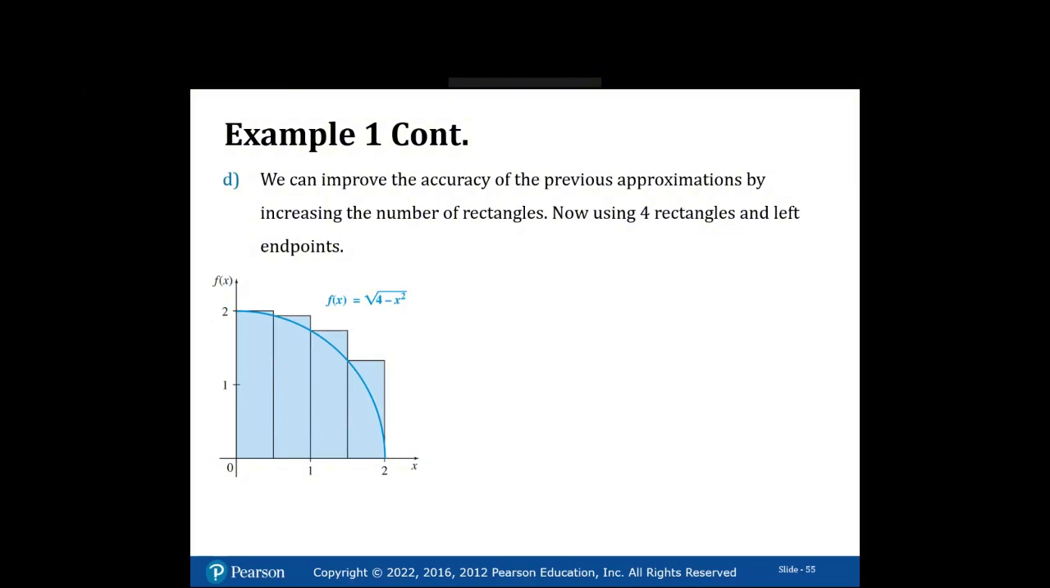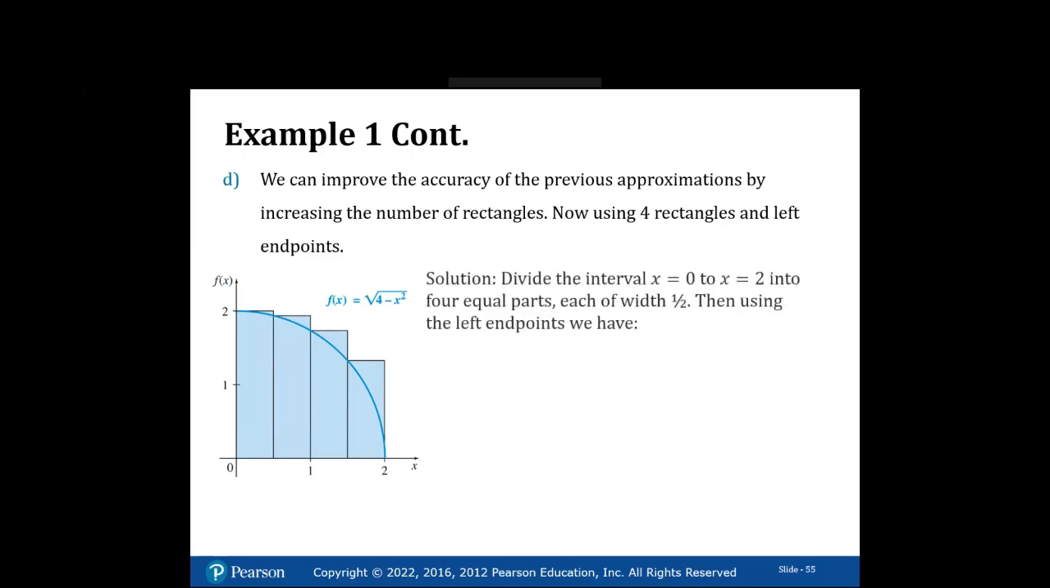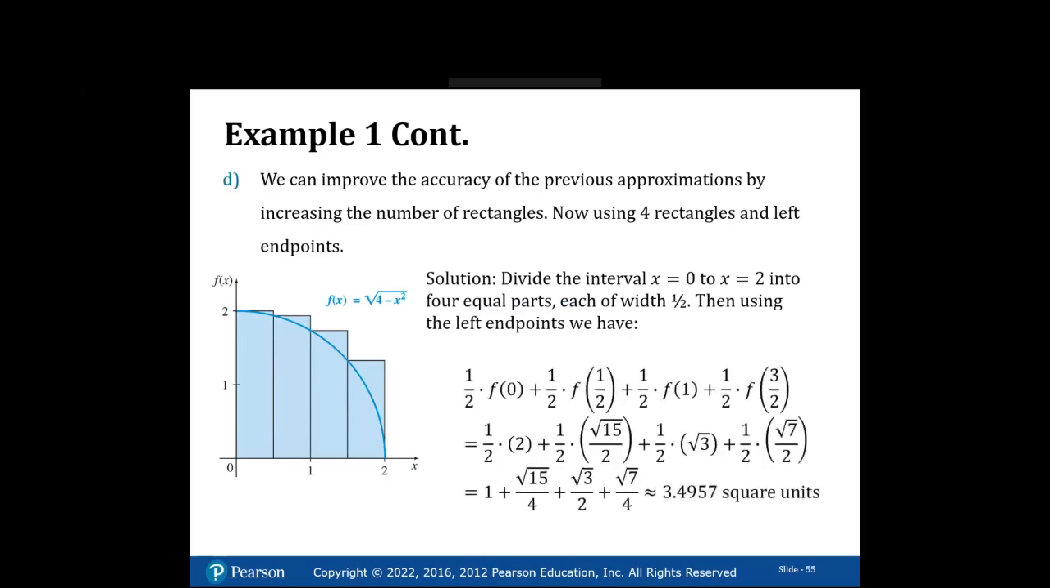So now if I use 4 rectangles and left endpoints, I'm going to divide that interval into 4 equal parts. Then each piece is going to be 1/2. Plugging in those left endpoints, my first left is 0, my second left is 1/2, my third left is 1, and my fourth left is 3/2. Here we're just taking 1/2 times each of those points, adding them all up together, and that's going to give us an approximation of 3.4957. So we're getting closer.